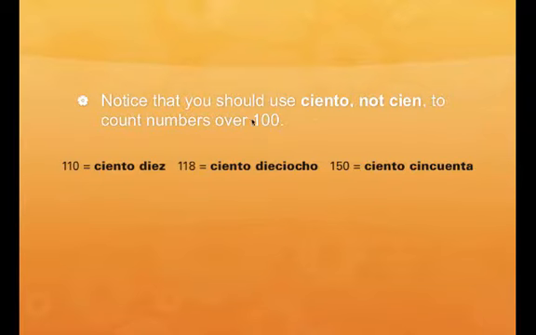Notice that you should use ciento, not cien, to count numbers over 100. Okay? So this is something I just said a second ago, but just as a reminder. 110, 118, 150. Okay?